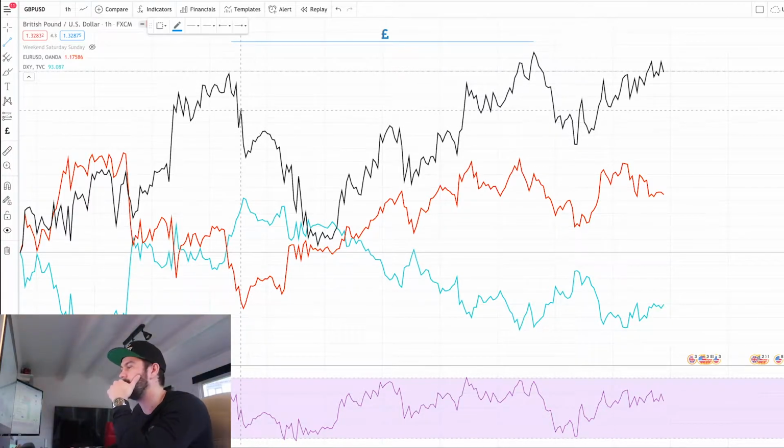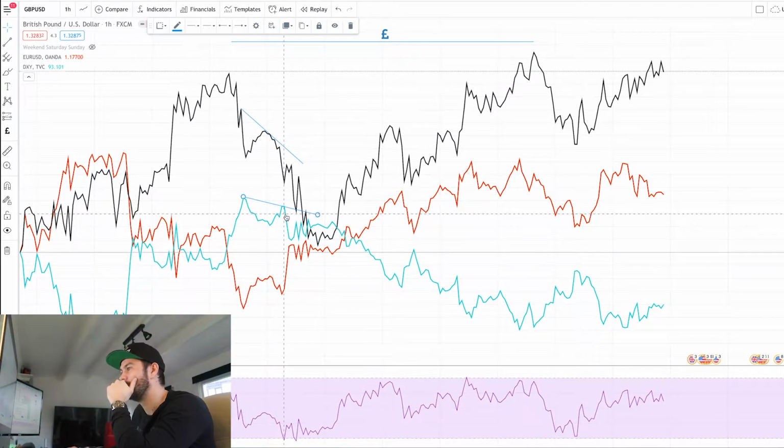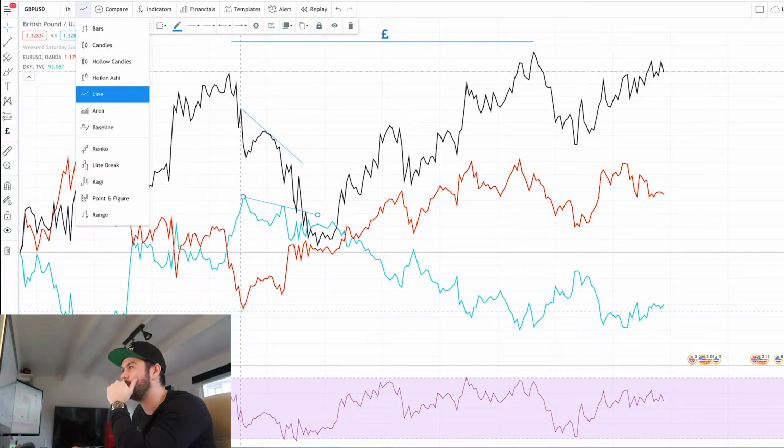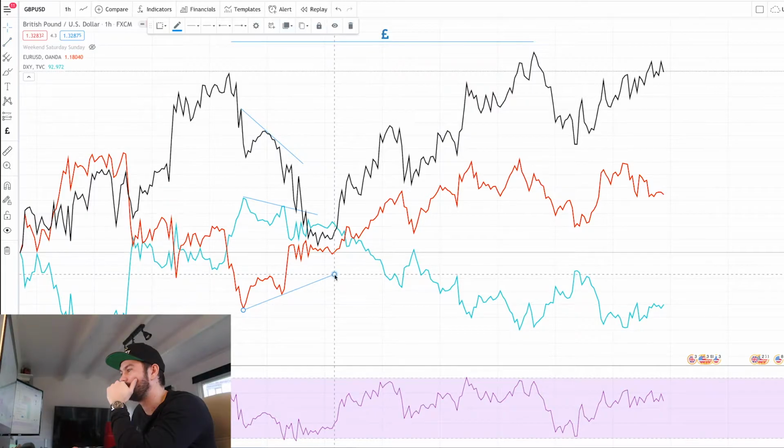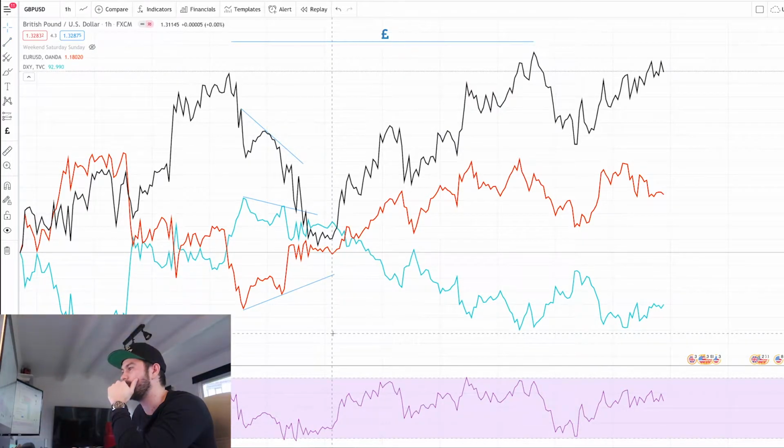So look, GU is in black, okay? GU is making lower lows, lower highs. We can see that it's just fallen off. So theoretically the dollar index must be going up, but then have a look at the dollar index. Lower low, lower high. So that is divergence happening in the market. But if you also have a look at the same area, EU is getting stronger in the same area.